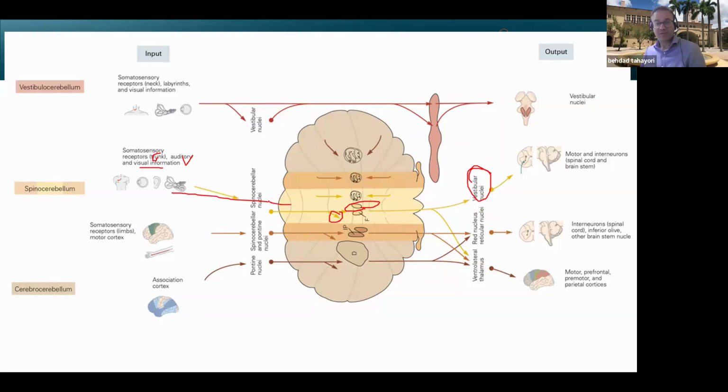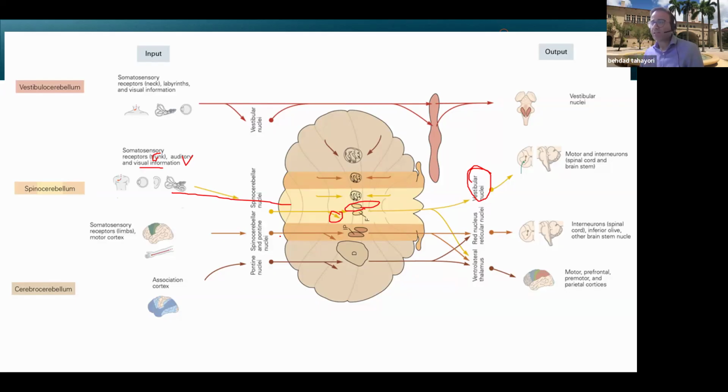So again, the vermis is involved in balance. Remember, whenever we talk about vestibular nuclei, we are talking about balance, all right? Because these are the vestibular nuclei that send down the medial and lateral vestibulospinal tracts that you have learned. They actually have a big role in control of posture.